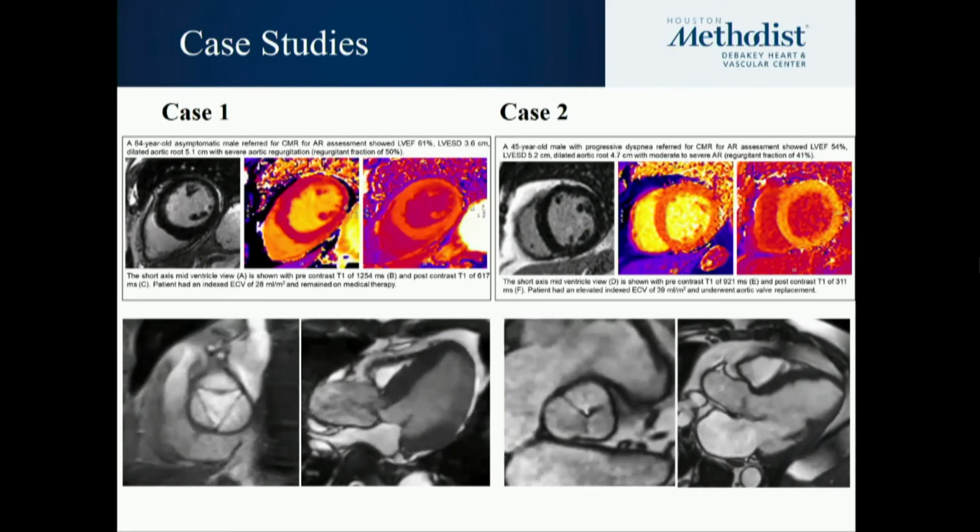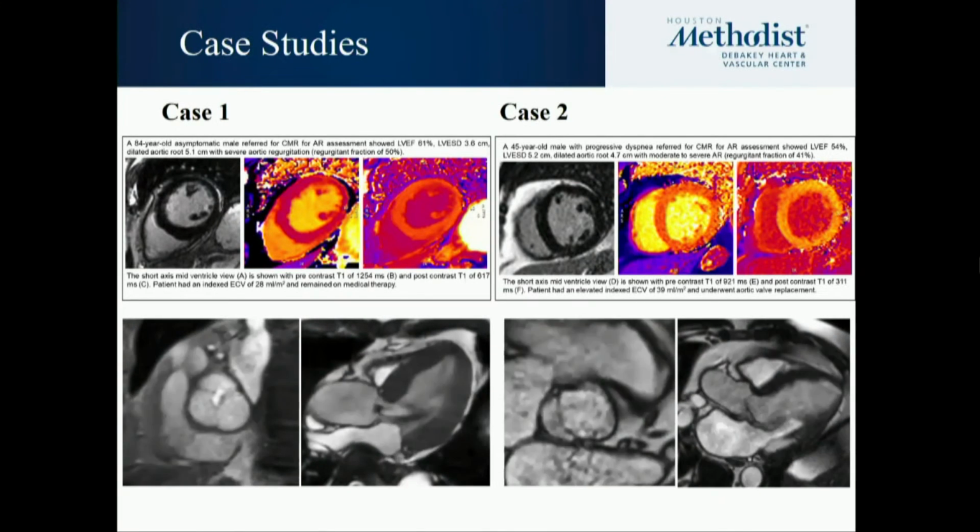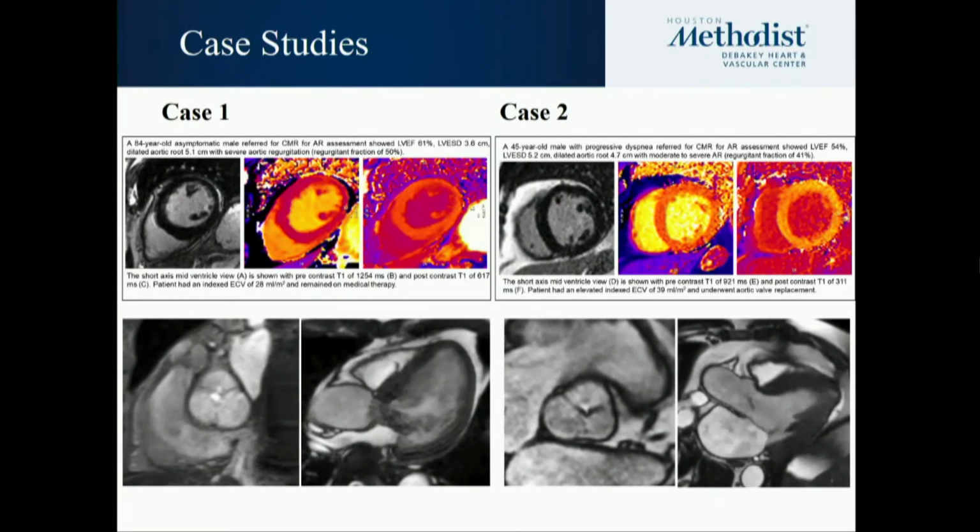had severe aortic regurgitation, and you see the pre and post maps at the top. What you can see is that the indexed ECV in the first case is 28, whereas in the second case you have a 45-year-old symptomatic patient. The first case was asymptomatic, referred for cardiac MRI for aortic regurgitation assessment, and you have moderate to severe aortic regurgitation. And what you can see in this case is a much higher indexed ECV of 39%. So can we use this information by MRI and diffuse fibrosis using ECV to help risk stratify these patients who will move on to become symptomatic?